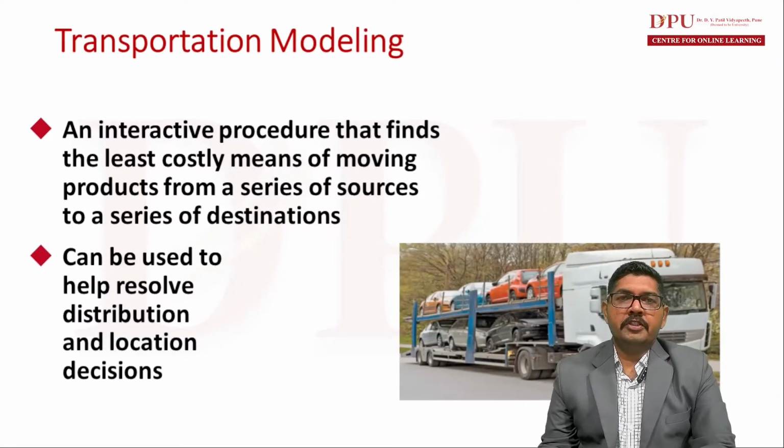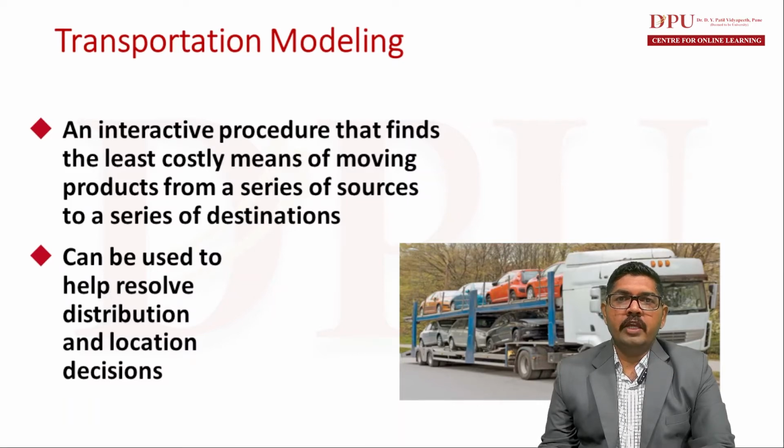What is a transportation problem? An iterative procedure that finds the least costly means of moving products from a series of sources to a series of destinations. A business organization cannot have manufacturing facilities at all geographical positions. So they have their manufacturing facilities at some fixed locations, and from those locations they have to cater to the needs of people across the world.